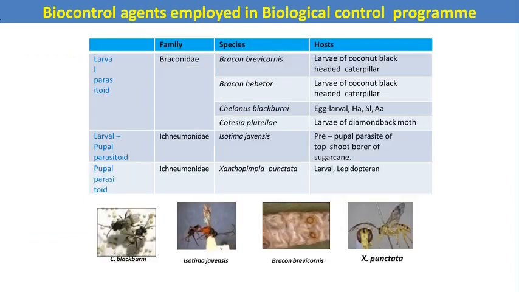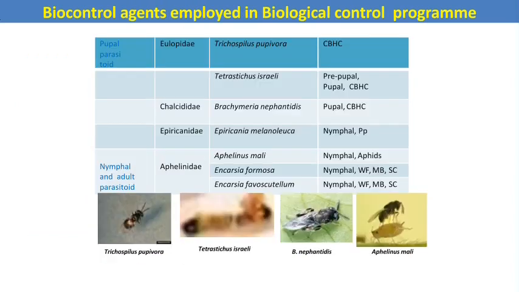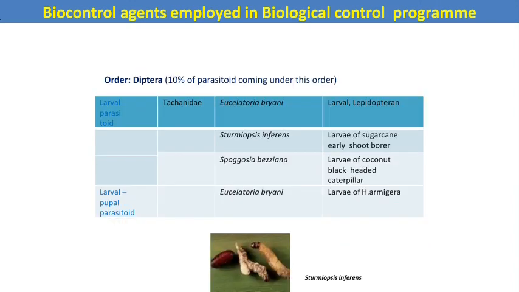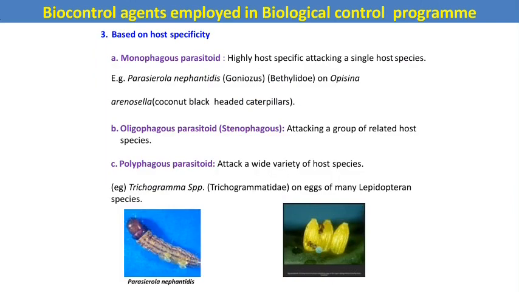Then here Bracon species and Chelonus blackburni are larval parasitoids. The larval-pupal parasitoid is Isotima javensis, and the pupal parasitoid is Xanthopimpla punctata. Then here the nymphal and adult parasitoids, that is Aphelinus mali and Encarsia formosa, are different nymphal and adult parasitoids mostly used against sucking pests. Then these are also some of the examples of the parasitoids.